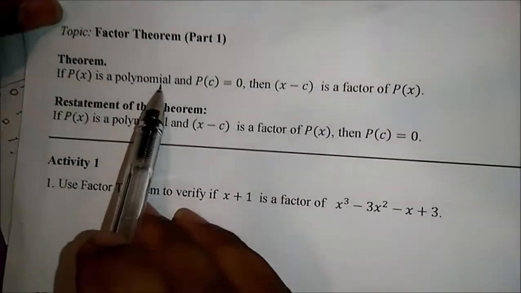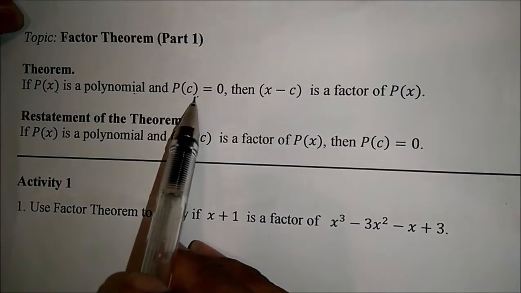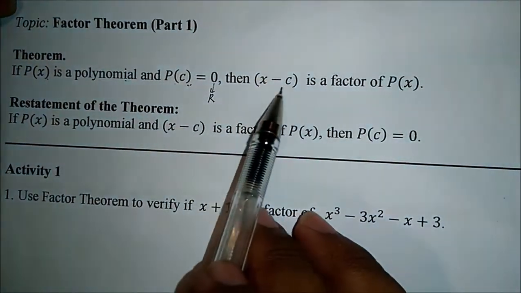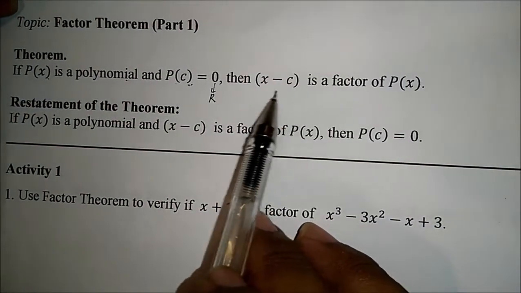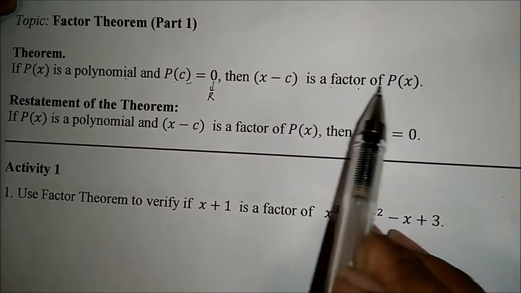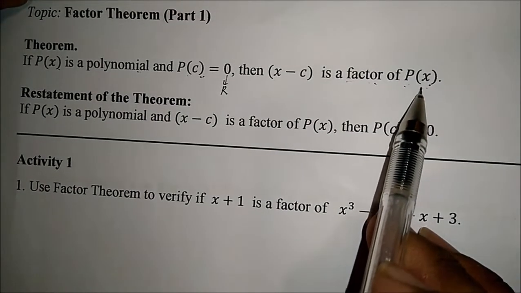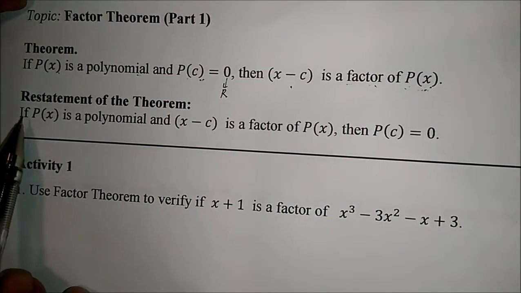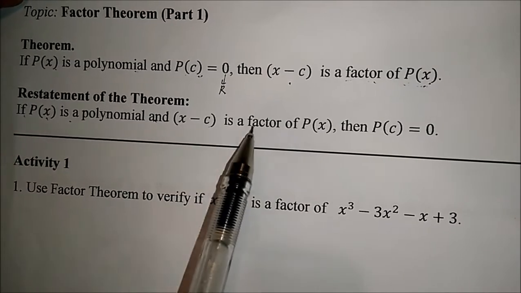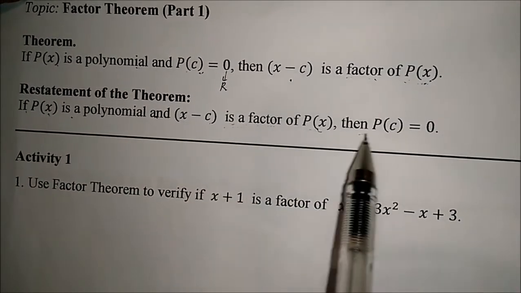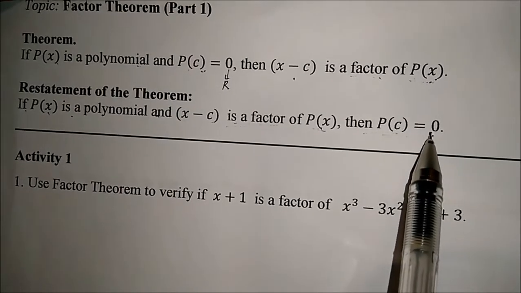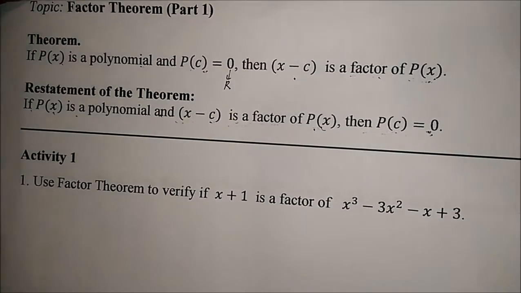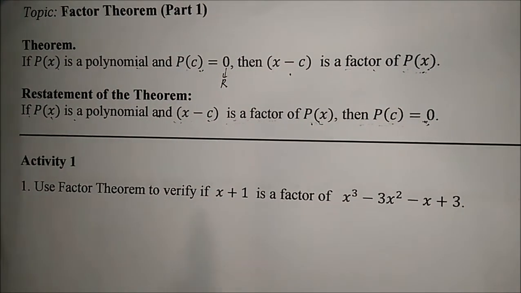If p of x is a polynomial and p of c, remember, p of c is the remainder in the remainder theorem. In this case, the remainder is 0, then x minus c, this is the divisor, is a factor of p of x. What does that mean? That p of x is exactly divisible by x minus c. Restatement: if p of x is a polynomial and x minus c is a factor of p of x, then p of c is equal to 0. So dapat yung p of c ay equal kay 0 para masabi na si x minus c ay factor ni p of x.